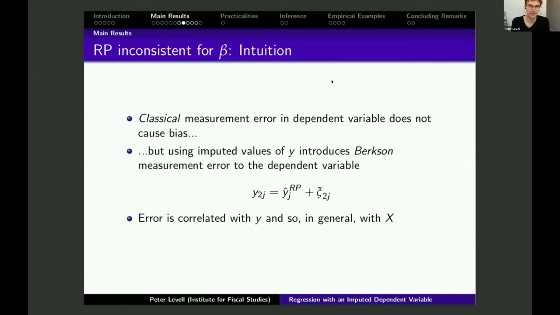The intuition for this answer, obviously the formal proof is in the paper, is that if you have classical measurement error in a dependent variable, we know that doesn't cause bias. But when you impute the values of y, you introduce what's known as Berkson measurement error to the dependent variable. Those Berkson measurement errors are going to be correlated with the value of y, and that means in general they're going to be correlated with x as well, and that's going to induce a correlation between x and the error term, which will give you inconsistent estimates.